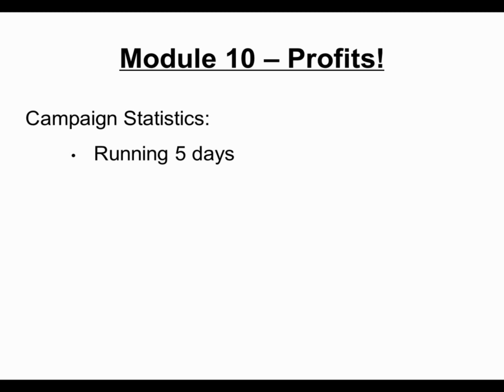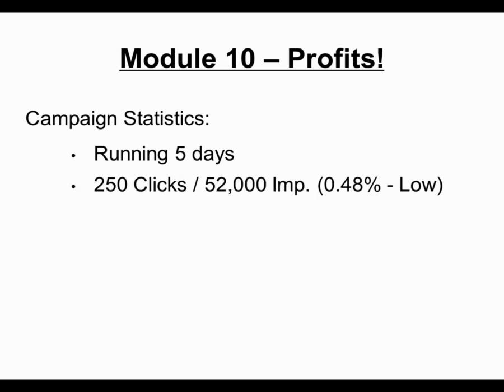But I'll run you through what's happened in the 5 days. So I've had 250 clicks come through from Bing from 52,000 impressions. So what that tells me at 48% is that's a little low. That sort of tells me that the ad text is not appealing enough. The ad text is not standing out.